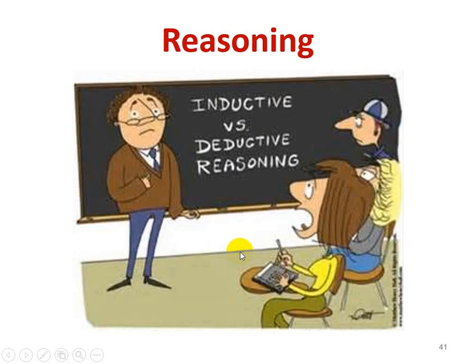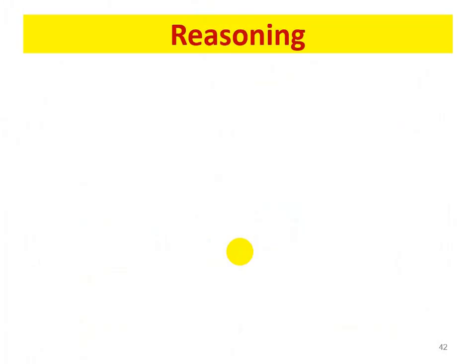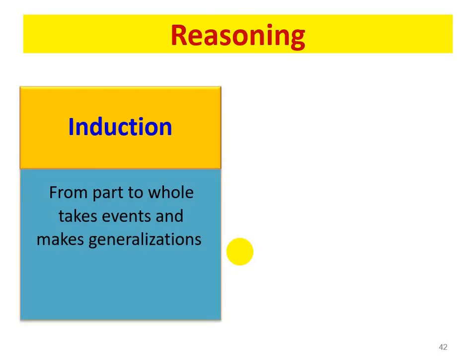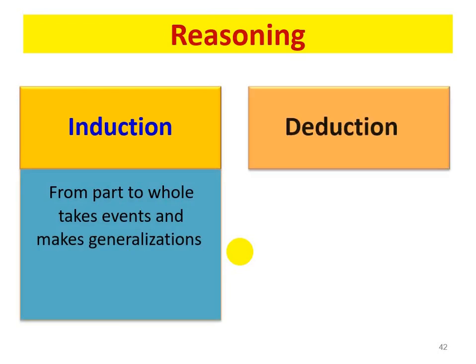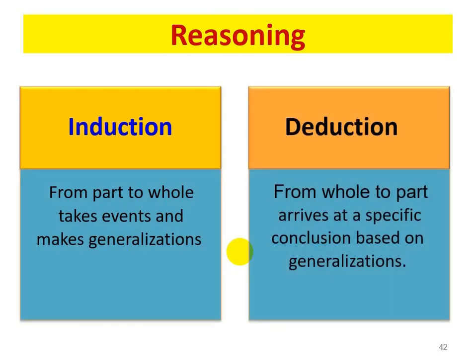Let's move to something called reasoning. Reasoning means using the mind in arguing. And when we are thinking and using the mind in arguing, we may be inductive or even deductive. So we have to differentiate between two approaches in thinking and reasoning. The first one is induction, and the second one is deduction.